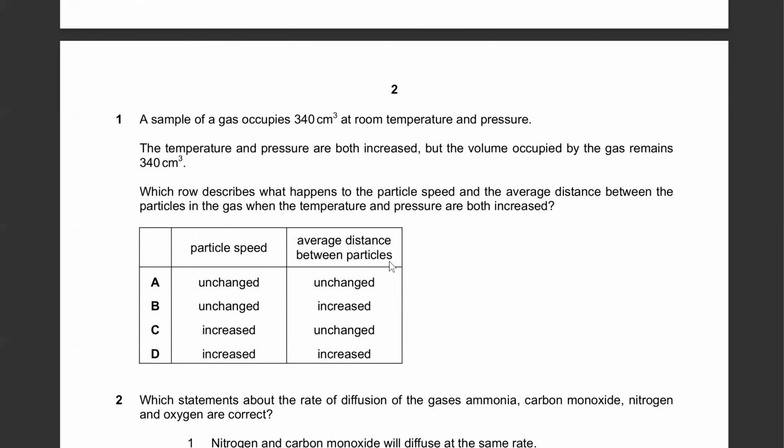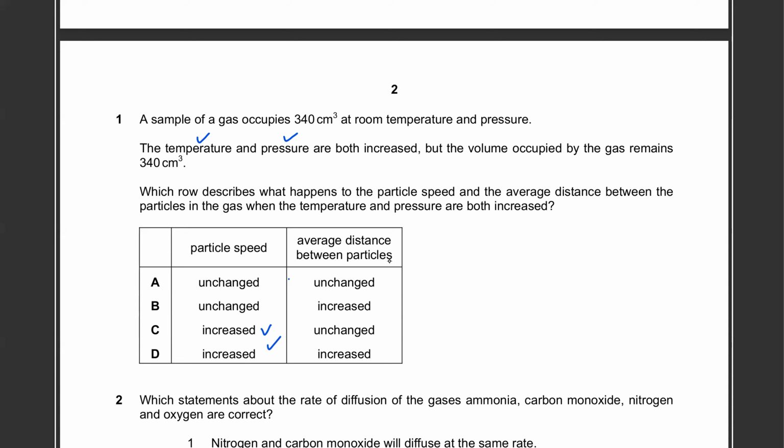So the first question: a sample of gas occupies 340 cm3 at room temperature and pressure. The temperature and pressure are both increased, but the volume occupied by the gas remains 340 cm3. So he's increasing temperature, he's increasing pressure, and the volume remains the same. Which row describes what happens to the particle speed and the average distance between the particles in the gas when the temperature and pressure are both increased? When you increase temperature, what happens to the particle speed? It increases.